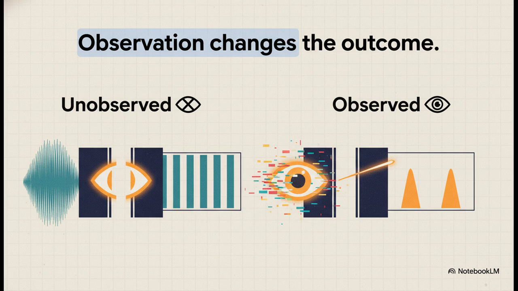And this is the absolute kicker. The moment they placed the detector at the slits to watch, the wave pattern completely vanished, gone. And what was left? Two distinct clumps, exactly what we expected from particles in the first place. When you stop looking, the wave pattern comes back. It's as if the universe, or the particles themselves, know they're being watched.